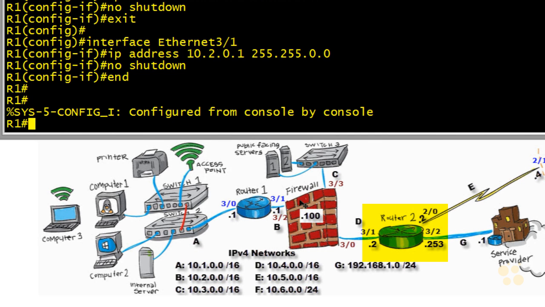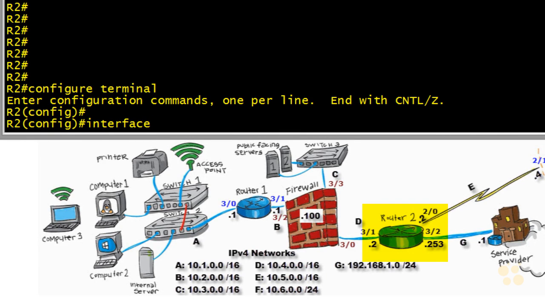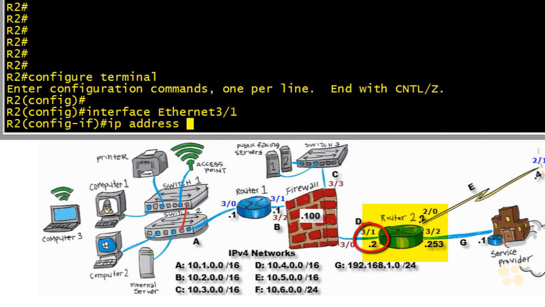Again, we'll presume for this discussion that the firewall has already been configured for us, and let's go to router 2. So here on router 2, we'll go into configuration mode. We'll go further into interface Ethernet 3/1 and give it the IP address 10.4.0.2 with a 16-bit mask.